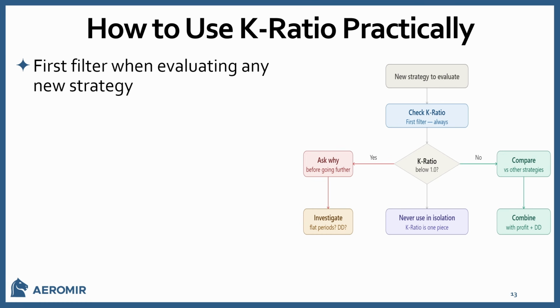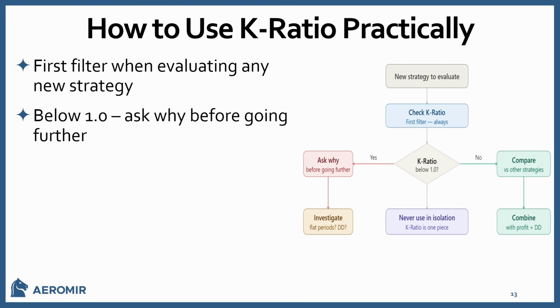So how do we use it practically? First, use it as a filter when evaluating any new strategy. So somebody gives you a new strategy, first thing you ask, what's the K ratio? And if the K ratio is below 1, ask why before going any further. And you can see on the flow chart, once you get down to the decision diamond here, if it's below 1, it's yes, ask why before going any further.